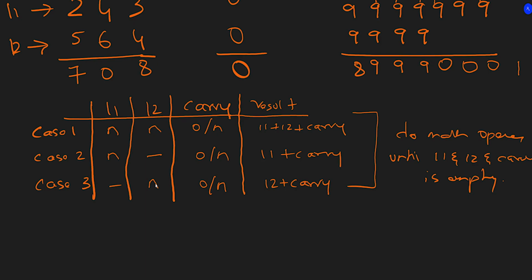In case 3, where L2 is longer than L1, L1 could be empty, L2 can have a number and carry can have either 0 or a number, in which case the result is obtained by adding L2 plus carry. From this we understand that we need to keep adding the numbers until both L1, L2 and carry get to 0 or empty. Now let's quickly jump over to the implementation in Leetcode.